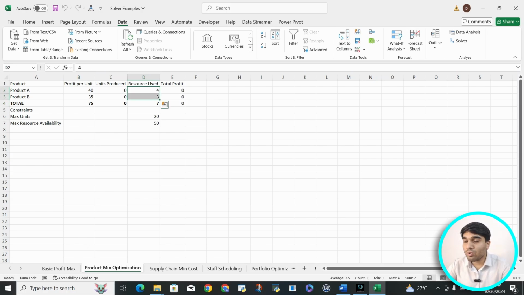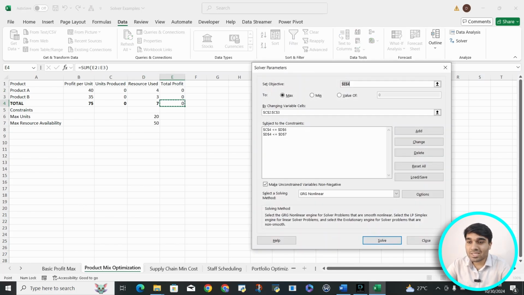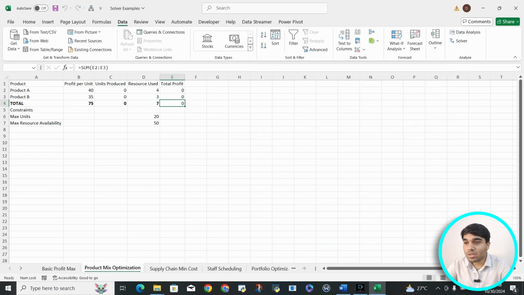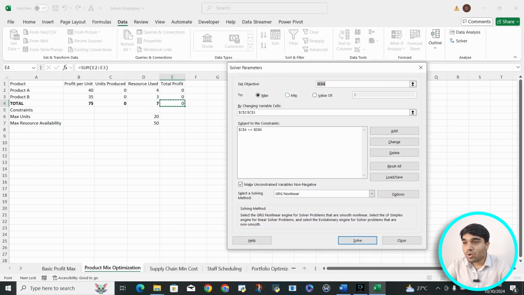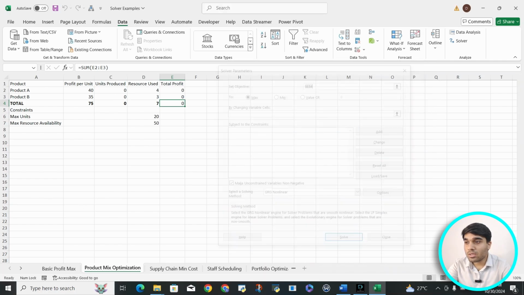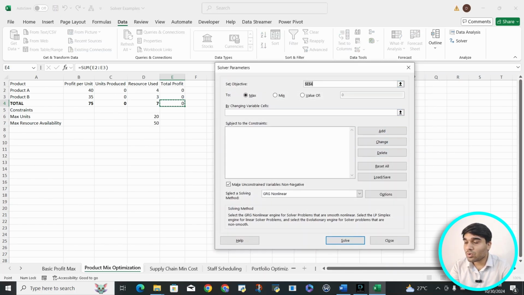Right now we have only two random numbers here and we have a certain profit here. So let's try to solve the same example again, and we're going to delete all of this. Anyway, we have to add a lot more. So for maximum, I'm going to delete these. Although E4 is already chosen, which is perfect. Maximum value, I want to change cell C2 to C3.